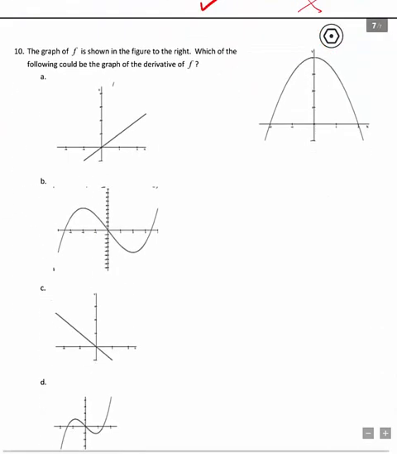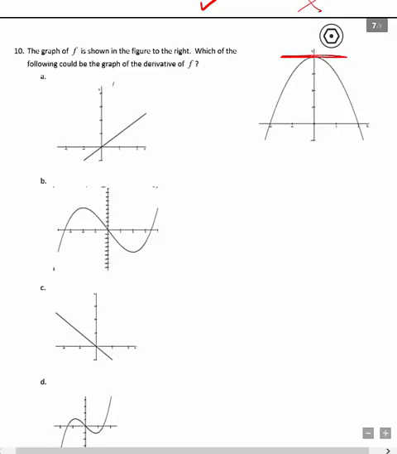Alright, then the last question is asking us which one of these could be the derivative. So we have to know that that's where our derivative is equal to 0. Then on the left side, f is increasing, which means that f prime is greater than 0. On the right side, f is decreasing, which means f prime is less than 0. So when our graph is increasing, the derivative is greater than 0. When the graph is decreasing, the derivative is less than 0.